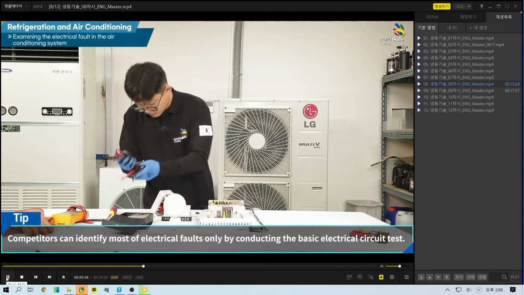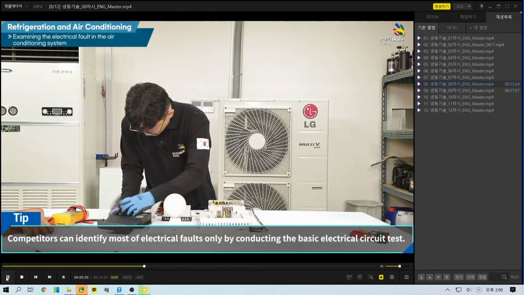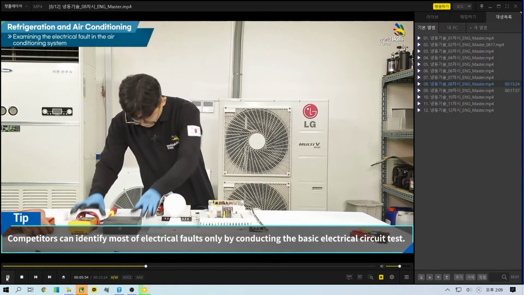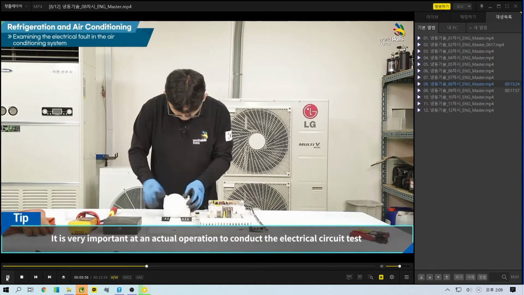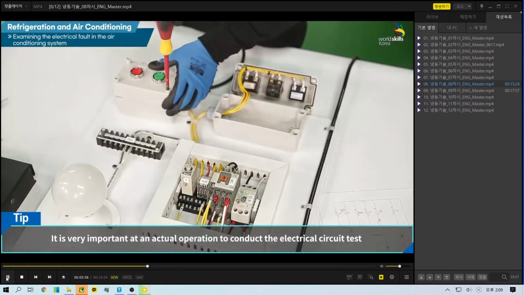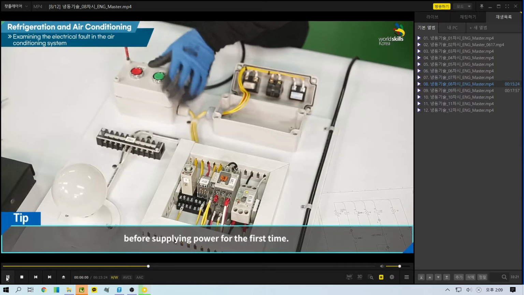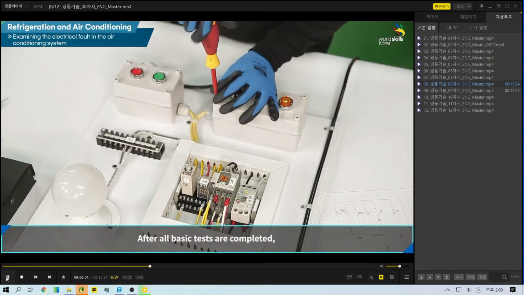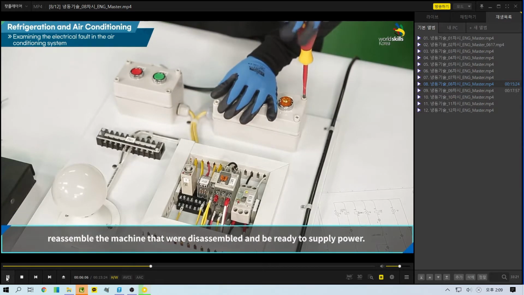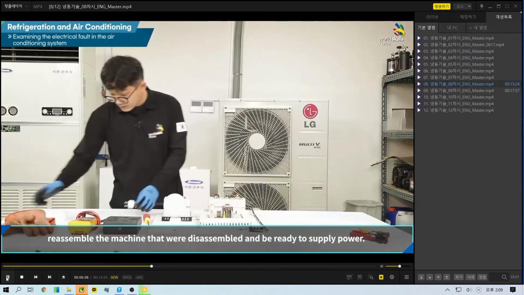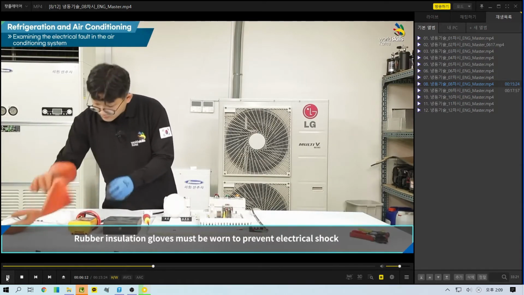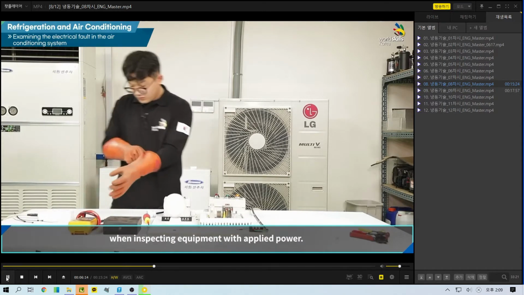You can identify most electrical faults only by conducting the basic electrical circuit test. Therefore, it is very important in actual operation to conduct the electrical circuit test before supplying power for the first time. After all basic tests are completed, reassemble the machine that was disassembled and be ready to supply power. Rubber insulation gloves must be worn to prevent electrical shock when inspecting equipment with applied power.